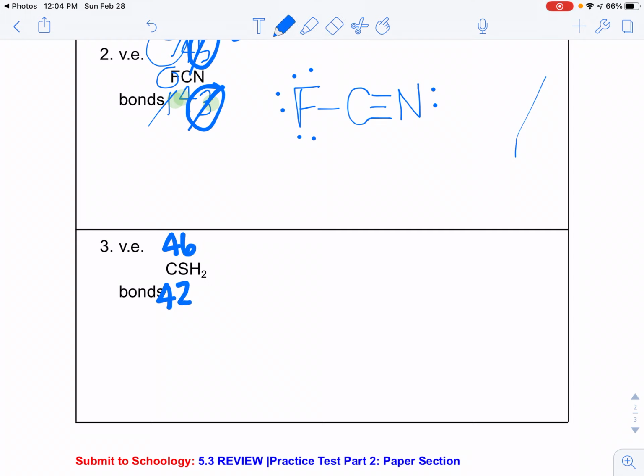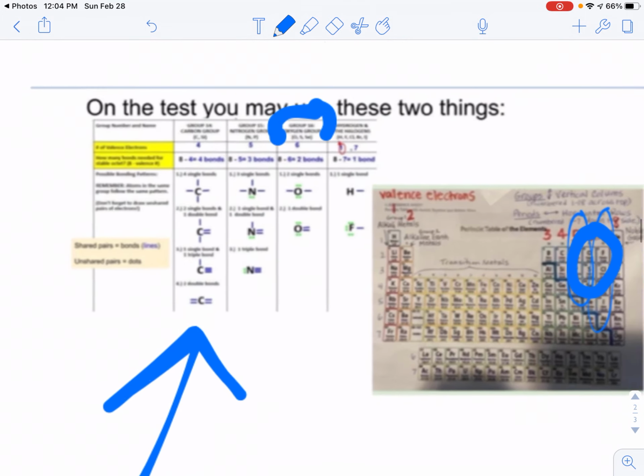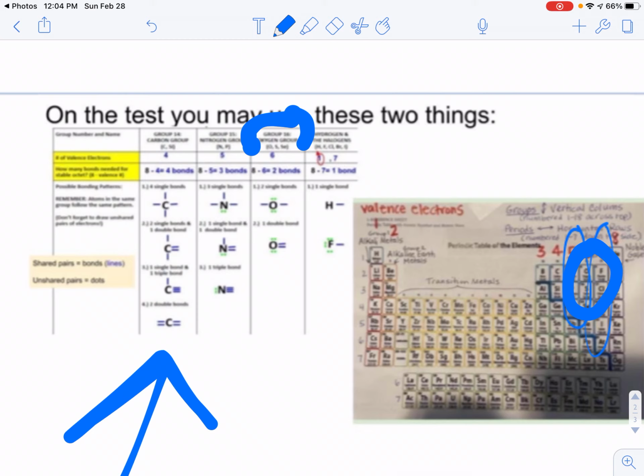And then hydrogen, we haven't seen it on this worksheet. We see it a lot, but not this time. So hydrogen, remember, has 1 valence electron, but even though it only has 1, it only wants 1 bond. It's the exception to the octet rule.